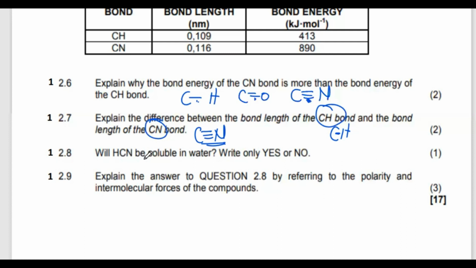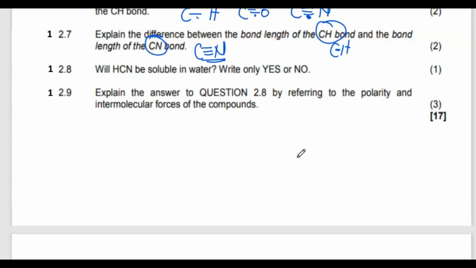Will hydrogen cyanide be soluble in water? Yes or no? It can only be soluble if it is polar. Why? Because it's going to form bonds with the molecules of the water. You understand? Because we have seen that this is a polar molecule, therefore it's going to be soluble in water. Am I clear, guys?